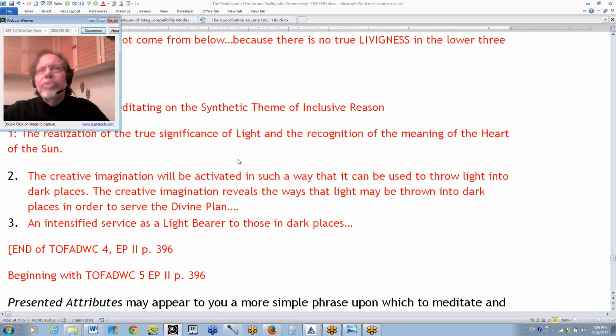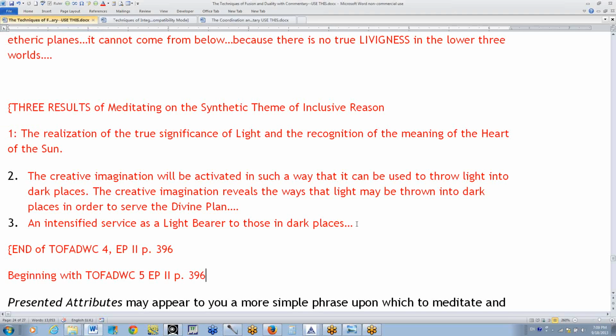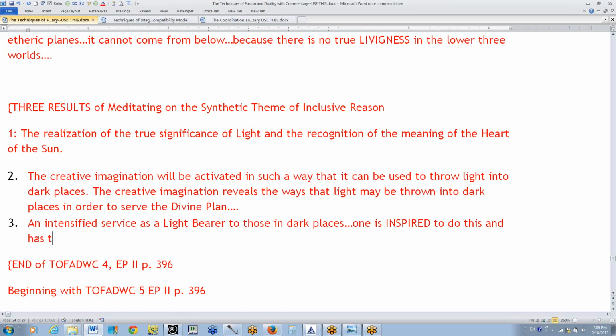Isolated unity, producing its own sequence of illumination, imagination, inspiration, and inclusive reason producing its own sequence of illumination, imagination, and inspiration, and this intensified service as a light bearer to those in dark places. One is inspired to do this and has the energy to do this. Hence the connection with the word inspiration.